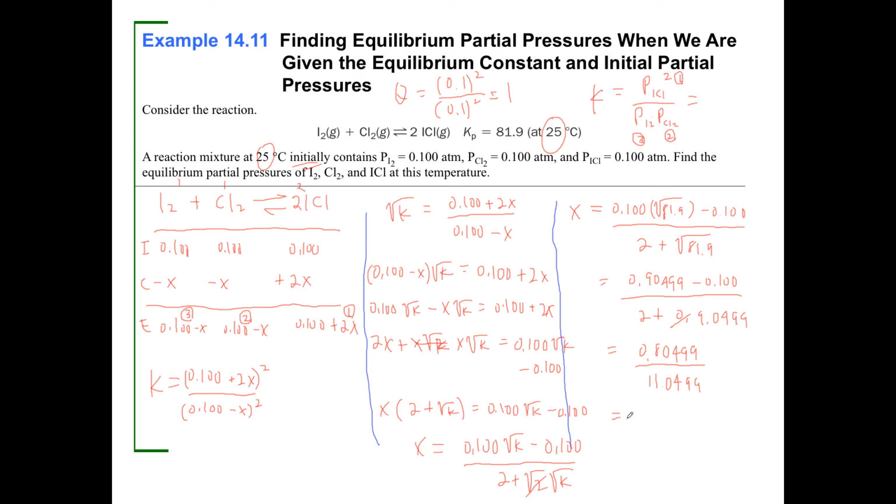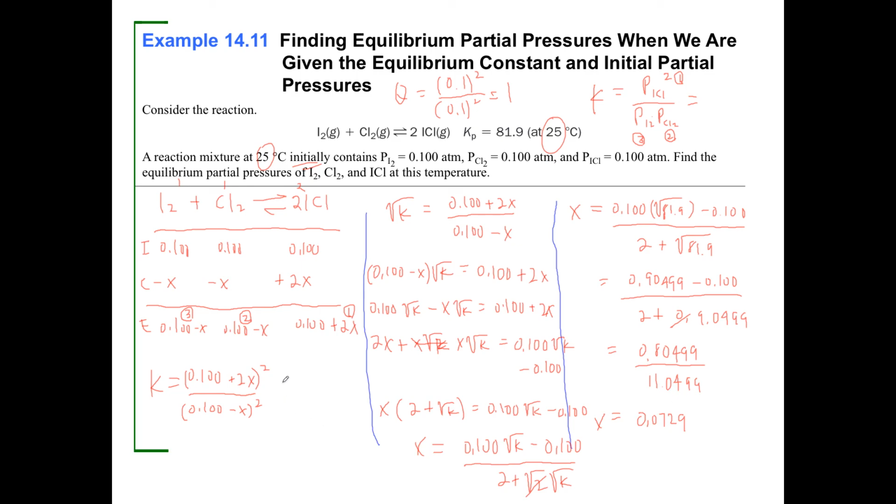We'll check this carefully here in the end, okay, and make sure this makes some sense. So that times 0.1 equals 0.9049 minus 0.1 equals, okay, divided by 11.0499 equals 0.0729, okay? 0.0729. That's what x equals, all right?